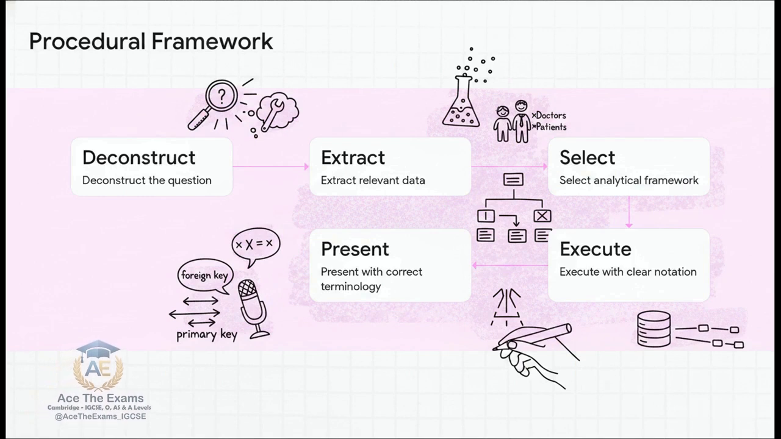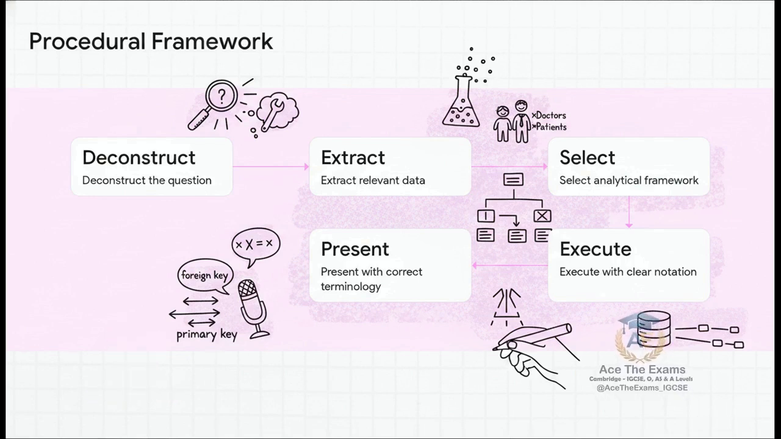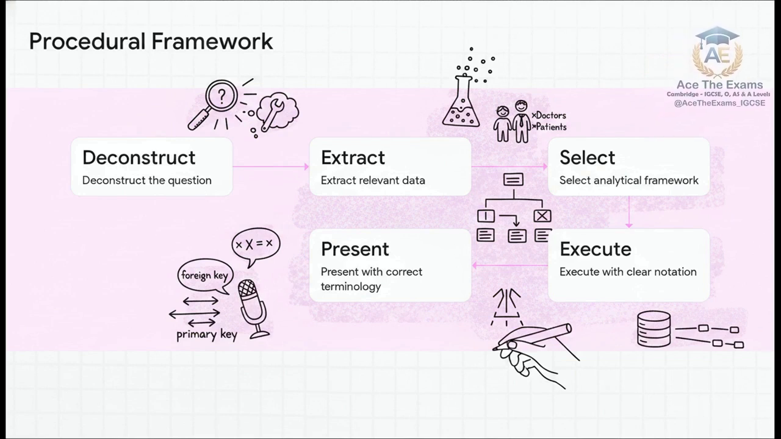Step 1. Deconstruct the question. Grab your pen and physically highlight the command word. Is it describe, explain, or evaluate? That dictates your entire approach. Step 2. Extract the data. Find the specific entities hidden in the scenario text, like doctors and patients, and circle them. Step 3. Select your analytical framework. Step 4. Execute with precise notation. If they ask for an entity relationship diagram, you better be using the exact, correct crow's foot notation, no messy sketching. And Step 5. Present with correct terminology.